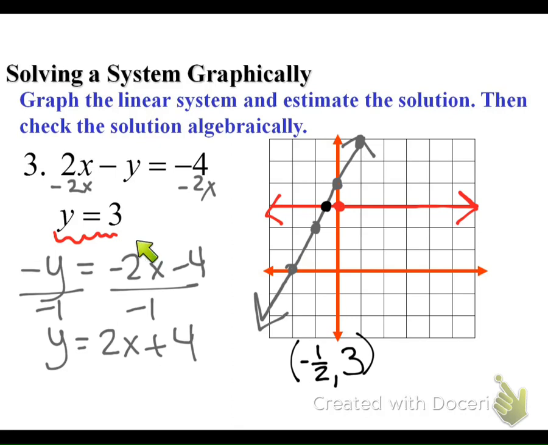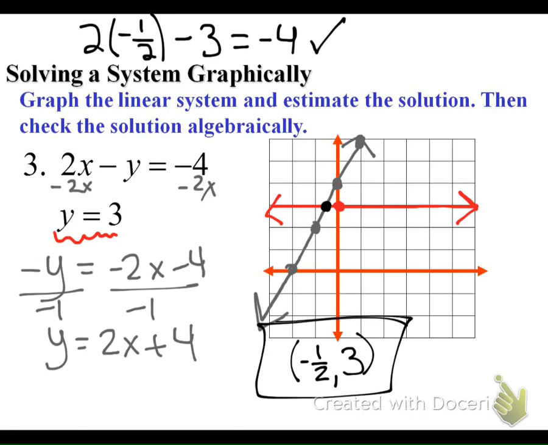So it definitely works in this one, right? Because you only have the y to plug in. 3 equals 3. So that one's not a big deal. But let's check the first one. That would give us negative 1 minus 3 equals negative 4. Does that check? Yeah, it does. So this is my solution.